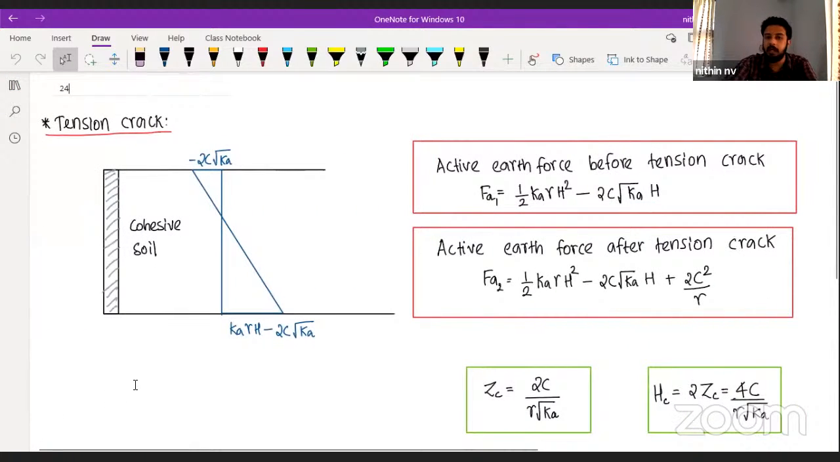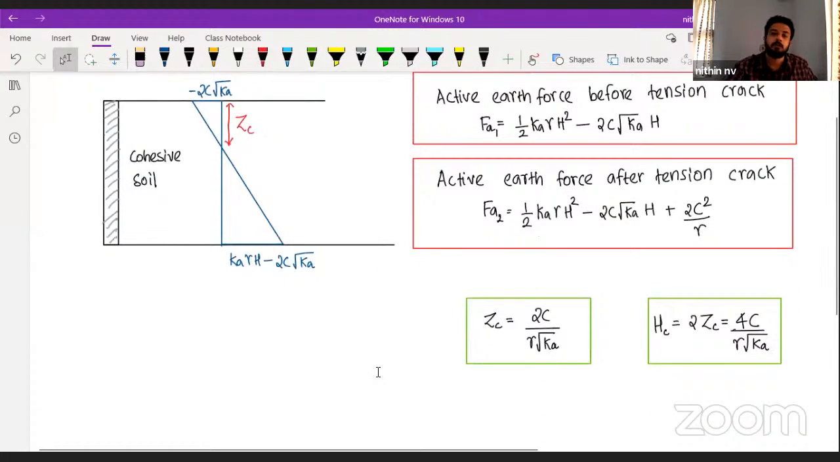Now see, whenever we have a cohesive soil, we will be having a shape like this. I already told you that is in the active case. In the passive case, we'll be having everything on the right side. In the passive case, we'll be getting the figure like this only. In the active case, we will have a figure like this. This we call the critical depth, or depth of tension crack. This we can calculate using this equation, 2c divided by gamma root Ka. We can use this equation also.